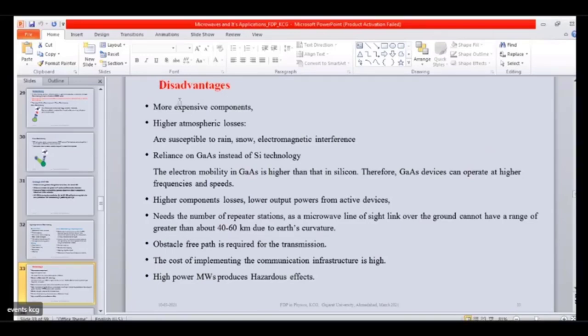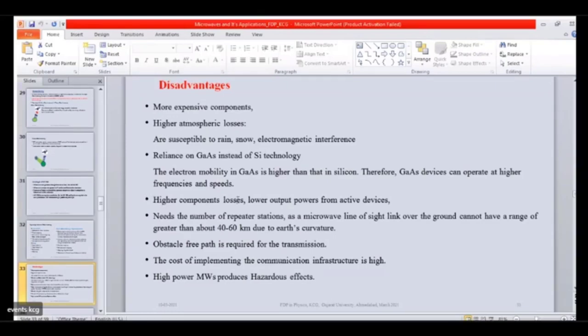Number one, microwave components are more expensive, right? Higher atmospheric losses. Microwaves are susceptible, not all frequencies, but certain frequencies of the microwave range are susceptible to rain, snow, and electromagnetic interferences. Microwave technology relies more on GaAs, gallium arsenide technology, instead of the silicon technology. GaAs technology is somewhat complex and it is expensive, right, in comparison with the silicon technology. This can be considered as a disadvantage of the microwave technology.